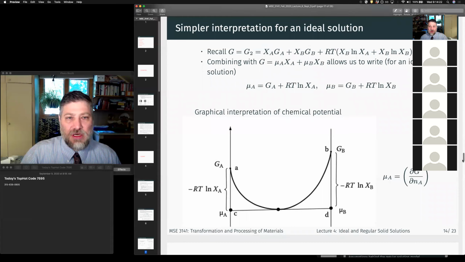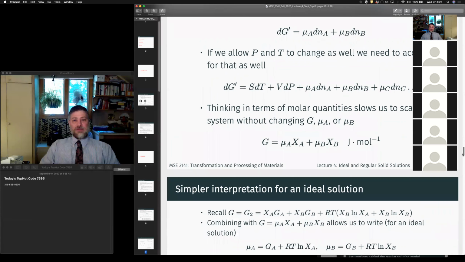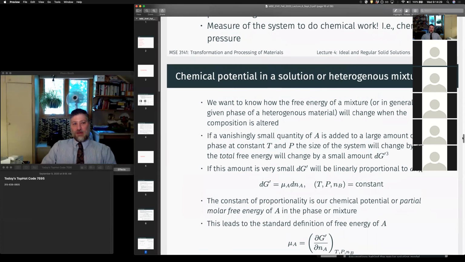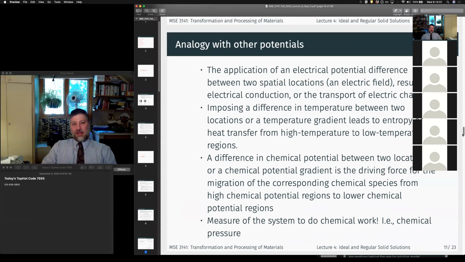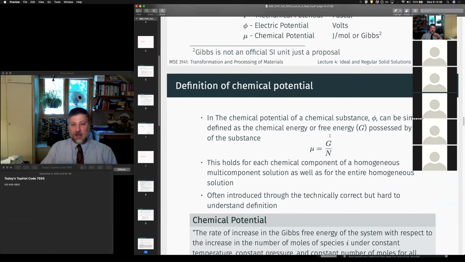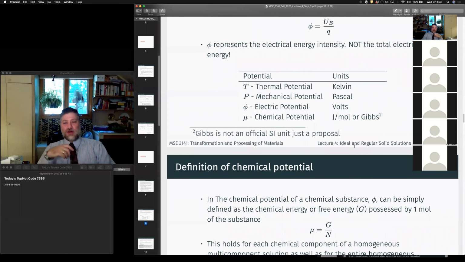Okay, so we left off on Friday talking about chemical potential, right? And I want to sort of rehash this because I think it's really, really important. And it's just this thing that people perpetually misunderstand, right?